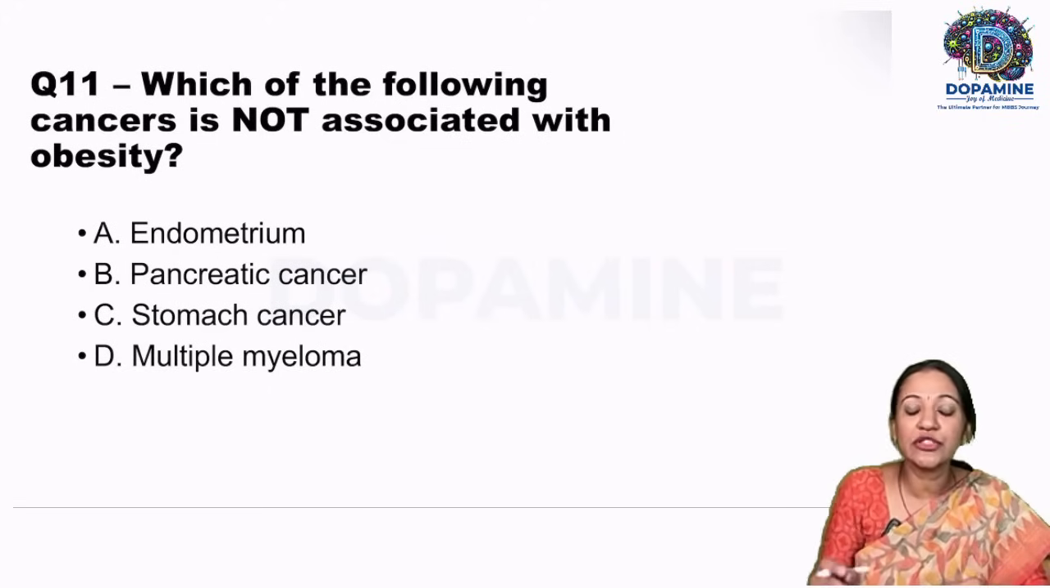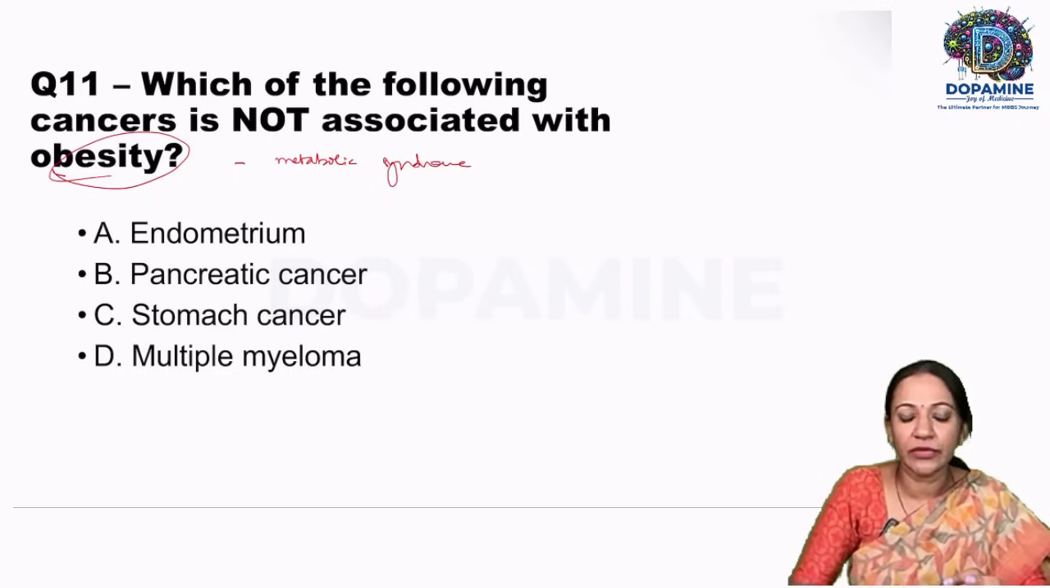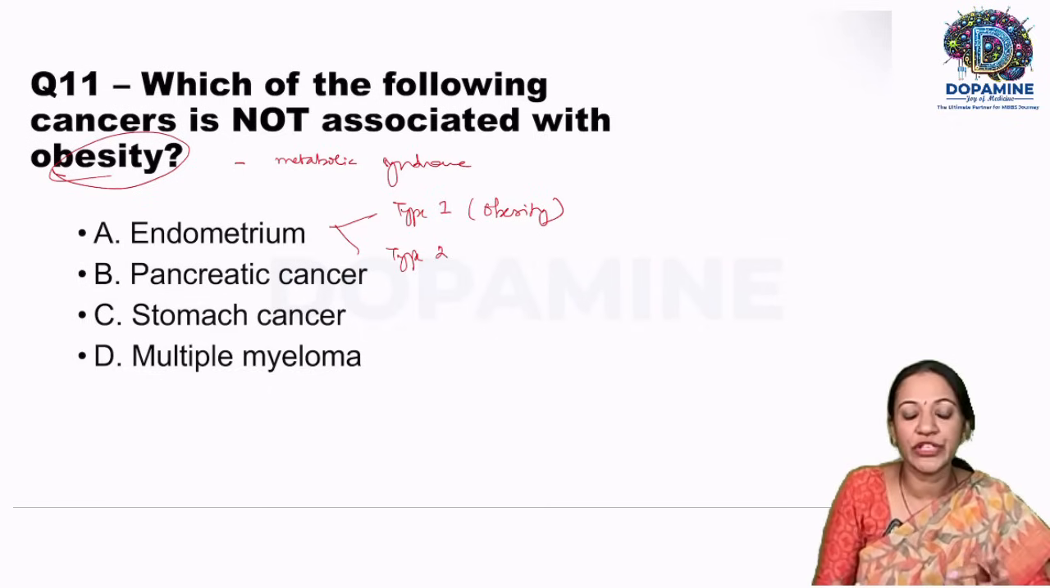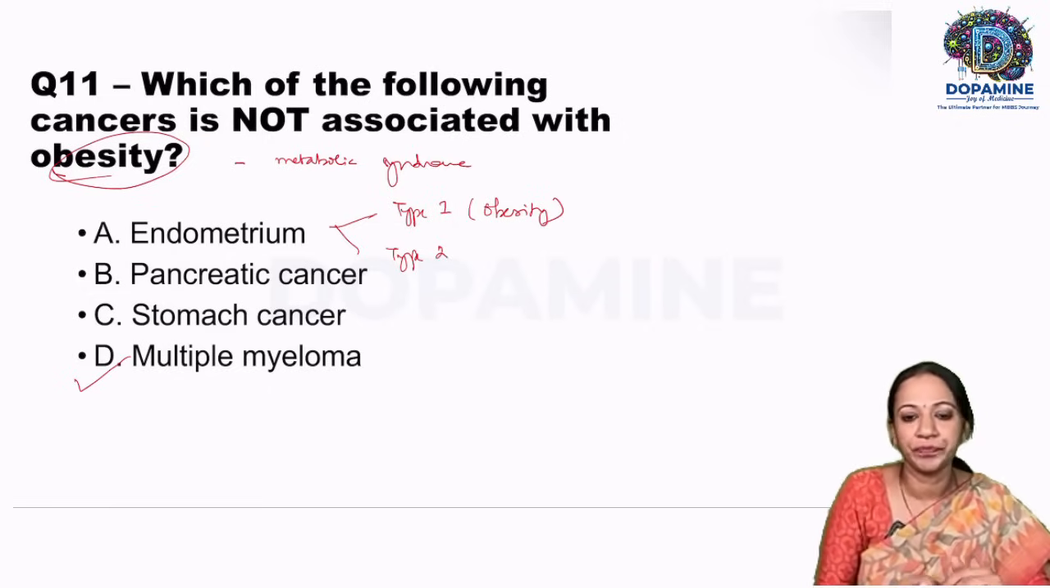Which of the following cancers is not associated with obesity? Again, a very practical question. So obesity, what do we mean here? The person can have a metabolic syndrome, which we call metabolic syndrome or syndrome X. So in obese people, endometrial cancers, we used to classify into two types, type 1 and type 2. Type 1 has a very clear association with obesity. Pancreatic cancer, yes, association is there. Gastric cancer, obviously, lifestyle, risk factors, junk food, obesity, all are associated. So the only response which is not associated is multiple myeloma, which has nothing to do with obesity. Okay.